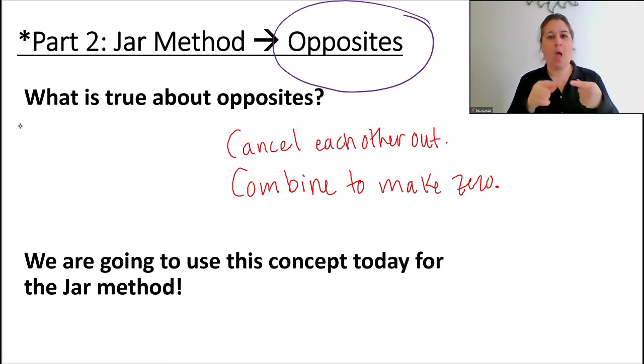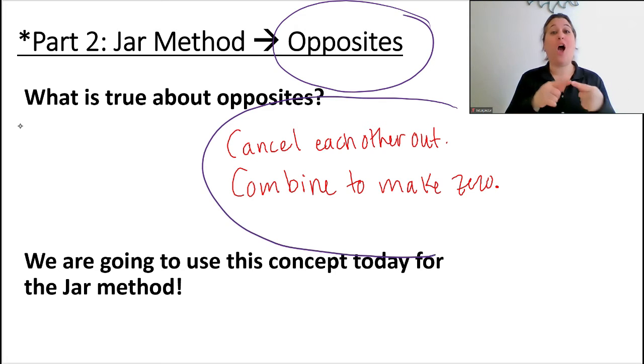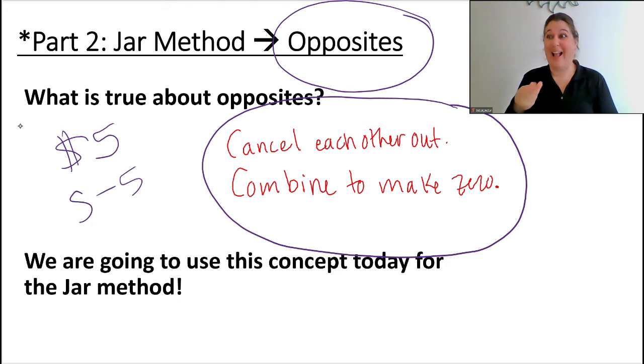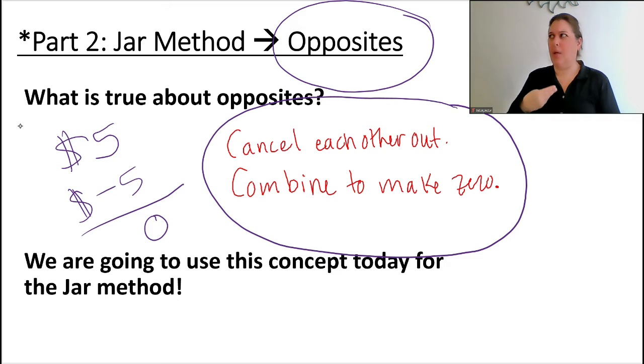So what's true about opposites? Opposites cancel each other out, meaning they combine to make 0. If your aunt gives you $5, but then she takes away those $5, you have $0. So this is a +5 and a -5. They cancel each other out.